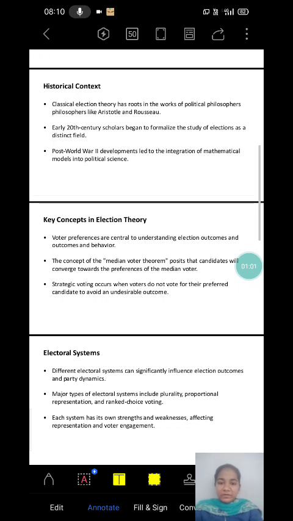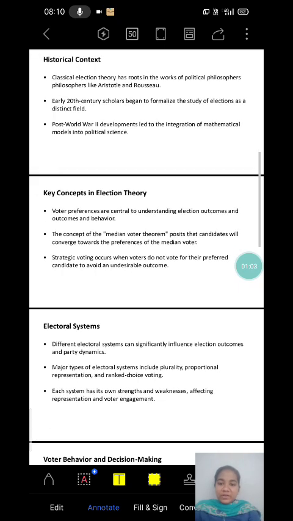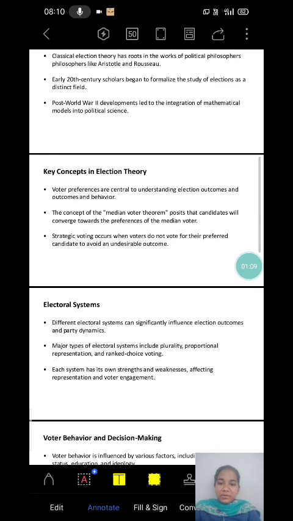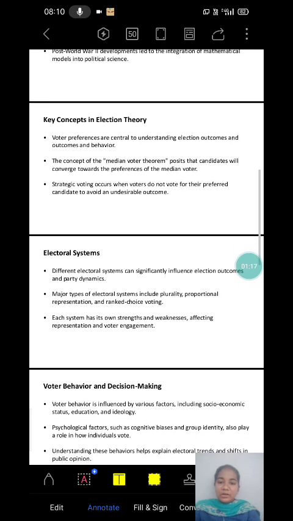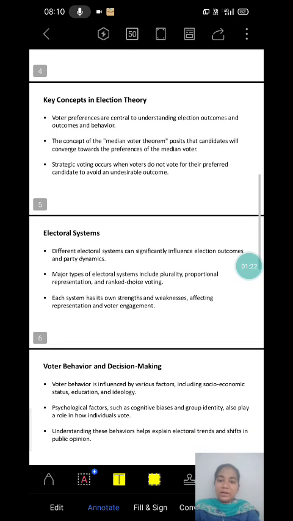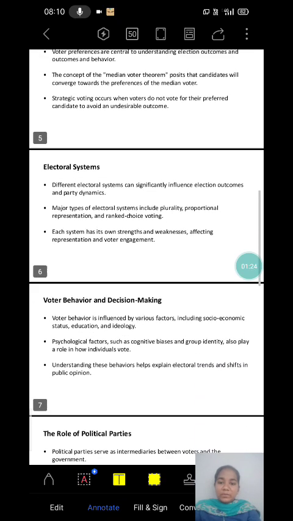Key concepts of election theory. Voters' preferences are central to understanding elections, outcomes, and behavior. The median voter theorem posits that candidates will converge towards the preferences of the median voter. Strategic voting occurs when voters do not vote for their preferred candidate to avoid an undesirable outcome.